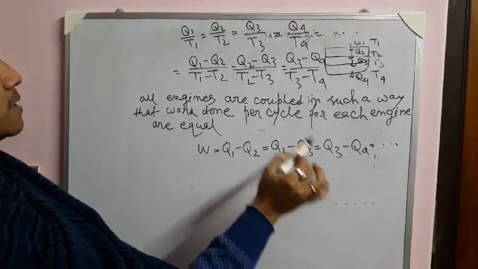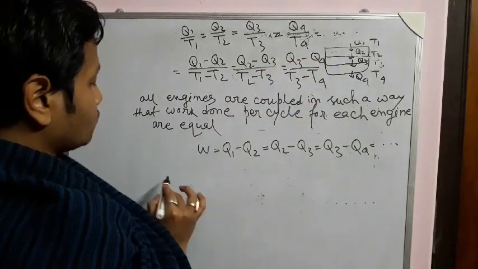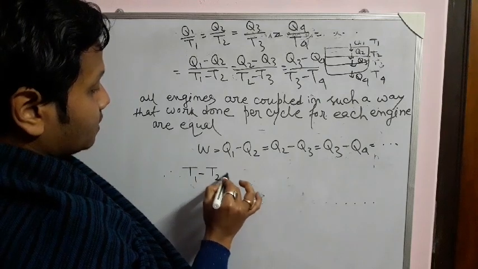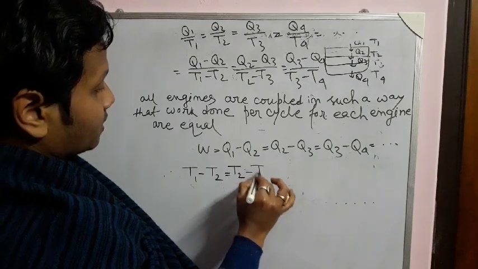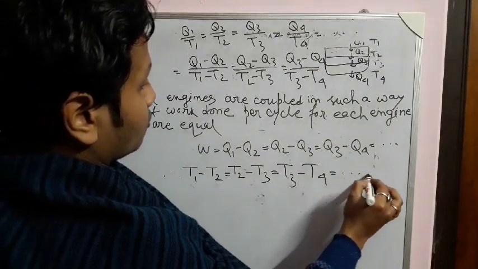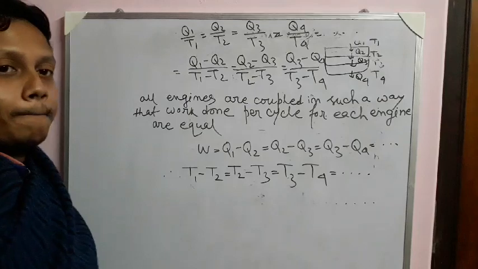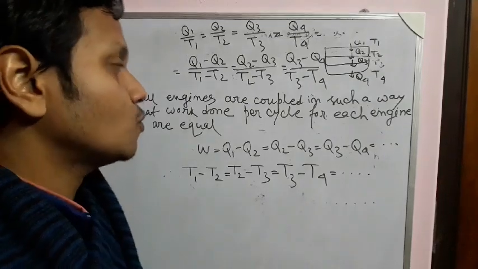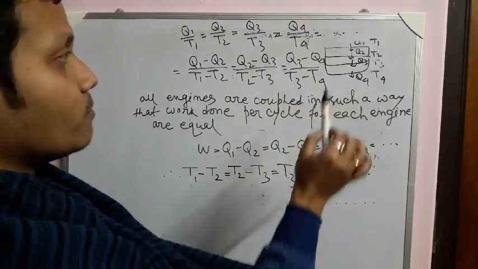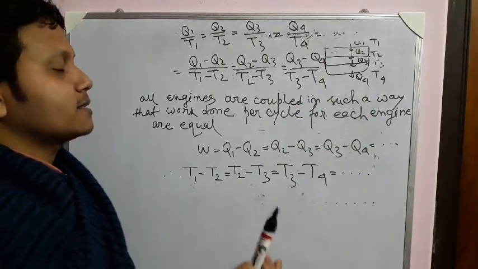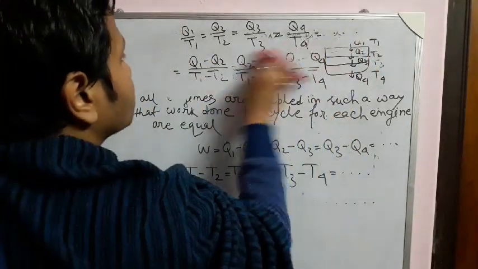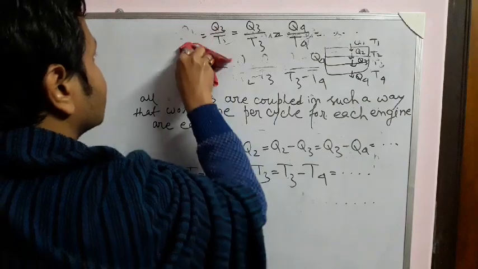So if we substitute these values in this equation, what do we get? From the above equation we can write T1 minus T2 equals T2 minus T3 equals T3 minus T4, and so on. So we have arrived at that point. It is clear that if the first engine absorbs heat from, say, you can take 100 reversible engines. Suppose you take 100 reversible engines, then what happens?